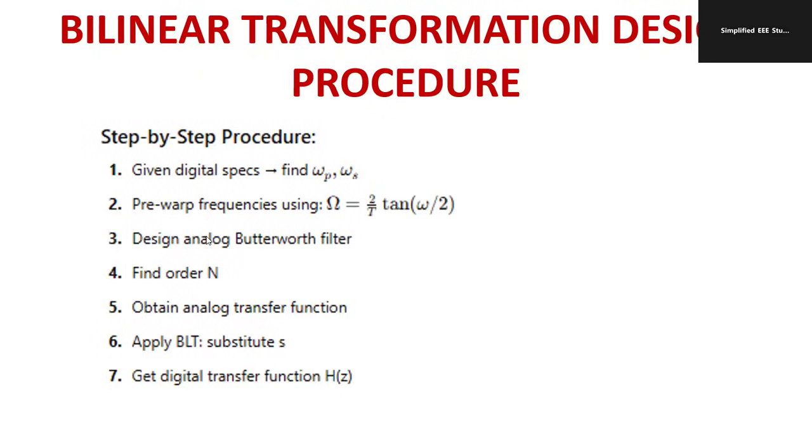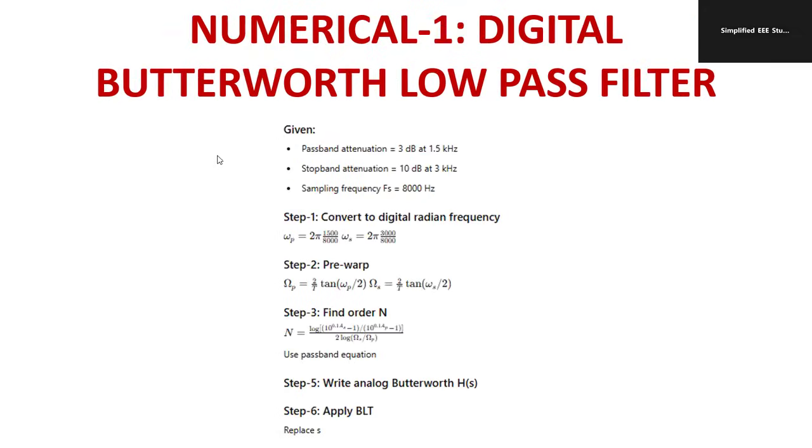But similarly, there are certain steps for completing bilinear transformation design. Given digital specifications, then pre-warp frequencies, design the analog Butterworth filter, find the filter order, obtain the analog transfer function, apply BLT, then get the digital transfer function H of Z by using the properties of the Z transform. So these are the important steps. Kindly note down this point in your answer book so that you can revise it properly.